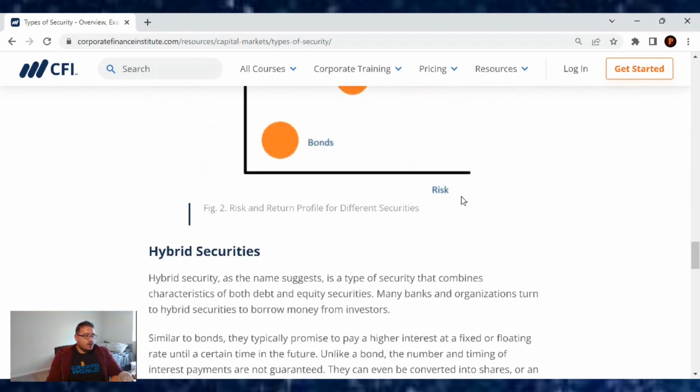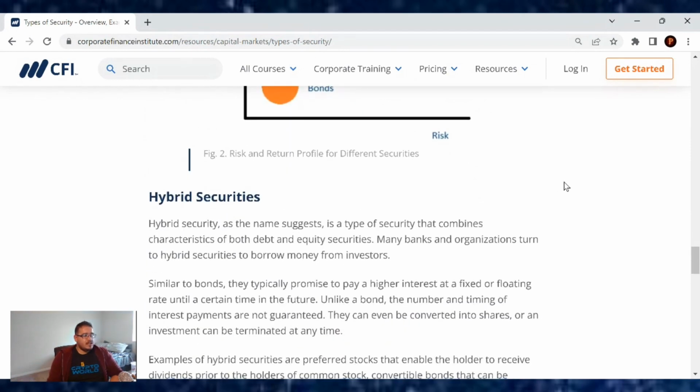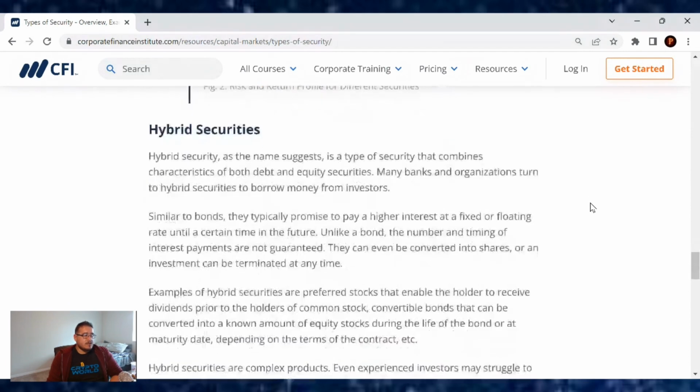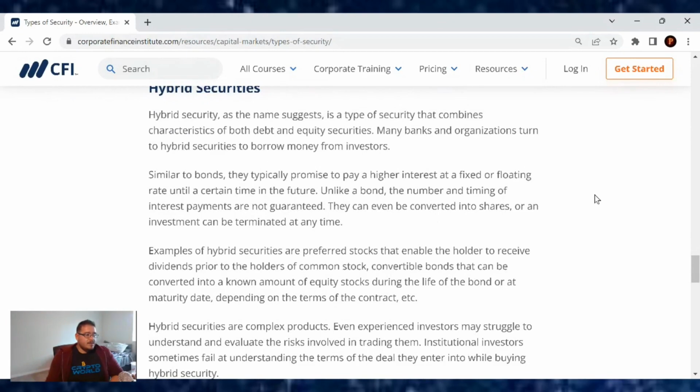Now let's go over hybrid securities. Hybrid securities, as the name suggests, are a type of security that combines characteristics of both debt and equity securities. Many banks and organizations turn to hybrid securities to borrow money from investors. Similar to bonds, they typically promise to pay a higher interest at a fixed or floating rate until a certain time in the future. Unlike a bond, the number and timing of interest payments are not guaranteed. They can even convert into shares, or an investment can be terminated at any time.